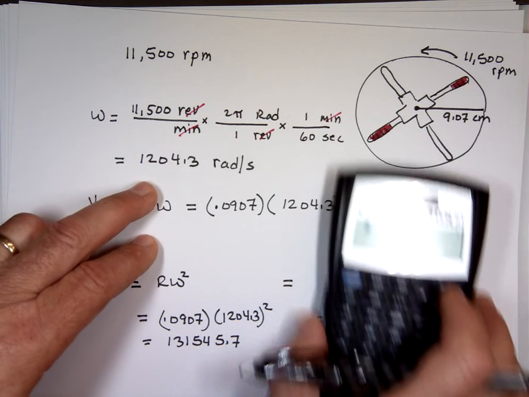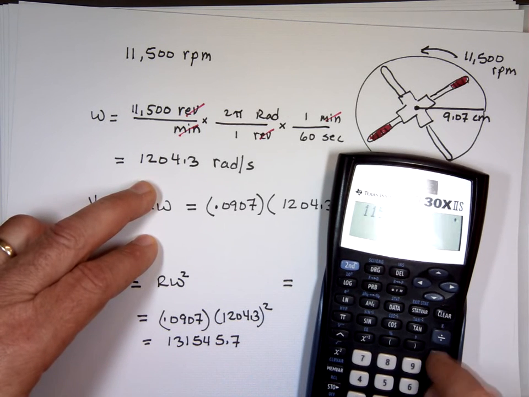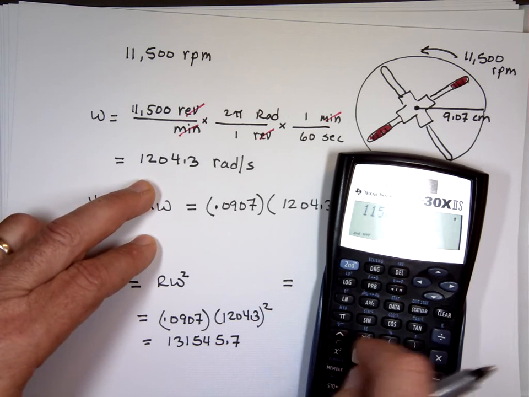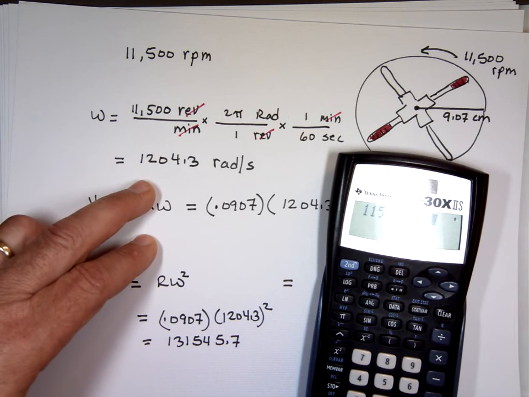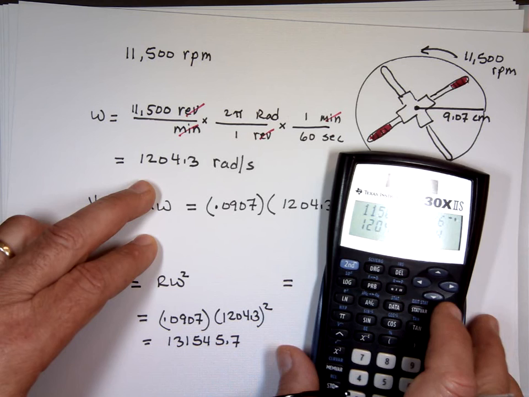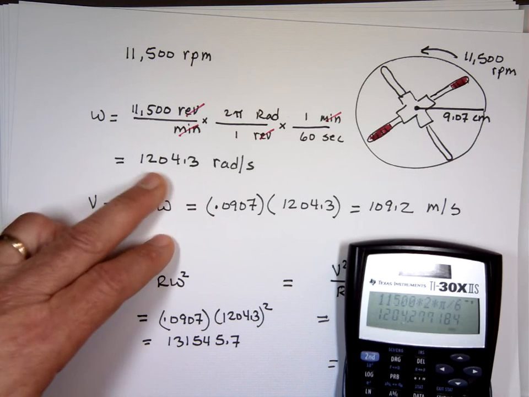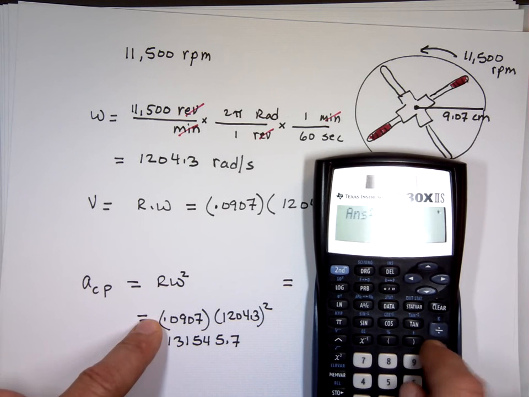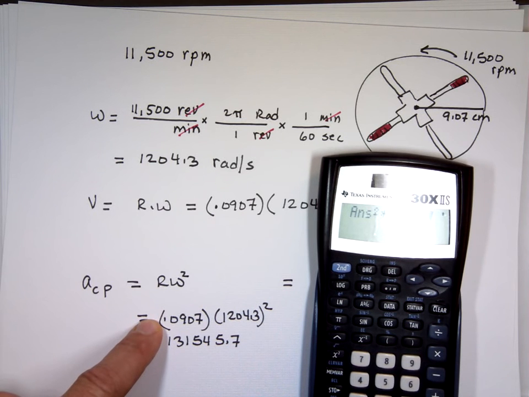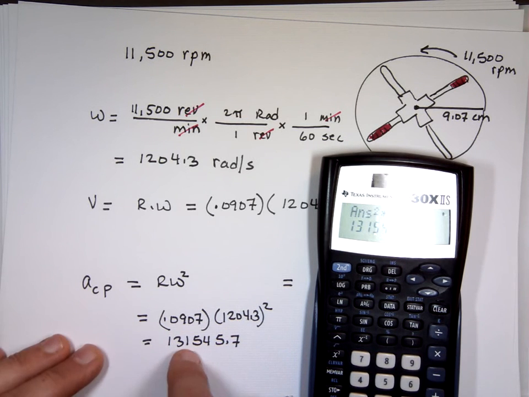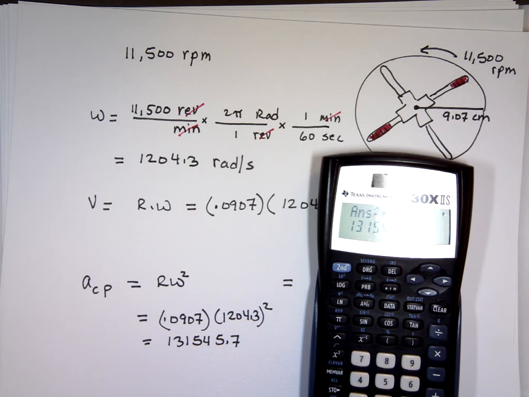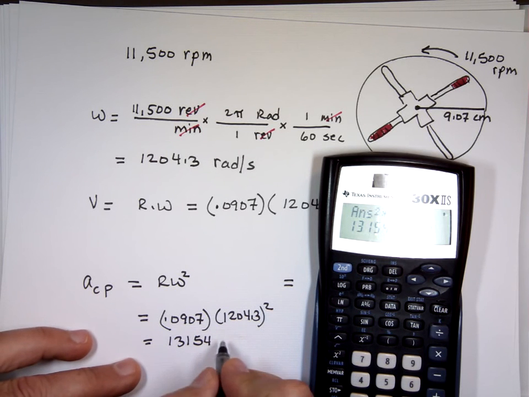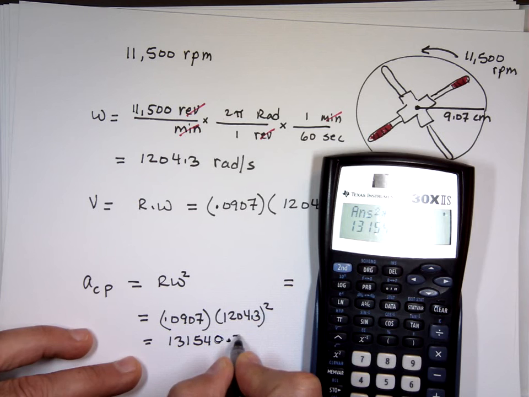11,500 times 2 times pi divided by 60 is 1204.27. So if I use that number, square it, times 0.0907, I get 131,540.7 if I carry all the digits. And I'll carry all the digits for both of them.